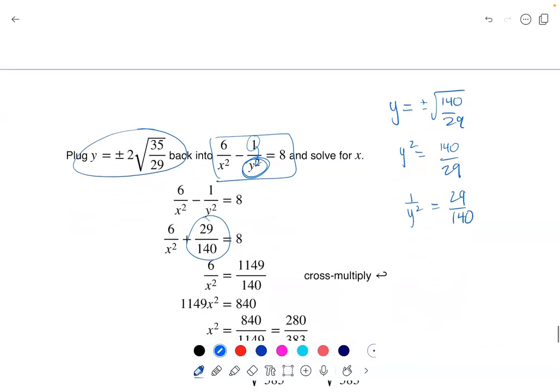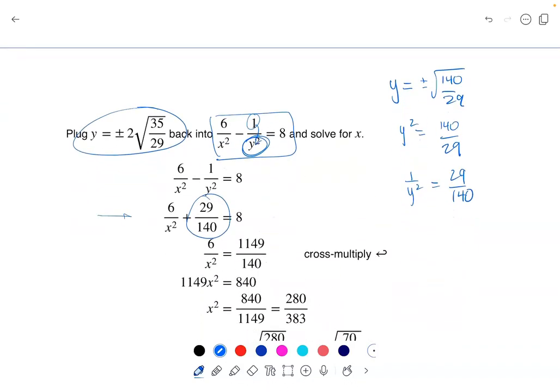And then I've got to go ahead with this. This is a quadratic equation with x squared. So I'm going to isolate the x squareds. I'm going to subtract the 29 over 140 from 8. So if I move this over here, 29 over 140, you're just going to have to trust me. It shows up as 1,049 over 140. Then I'm going to cross multiply these.